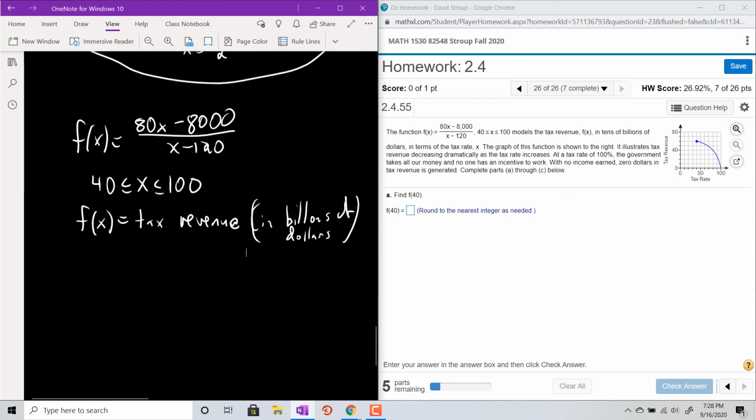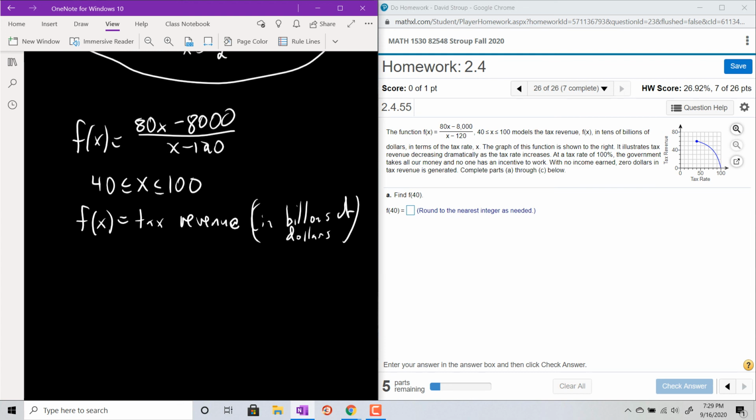Let's see, the graph of the function shows to the right. It illustrates tax revenue decreasing dramatically as the tax rate increases. At a tax rate of 100%, the government takes all of our money and no one has an incentive to work. With no income earned, $0 in tax revenue is generated. Complete parts A through C below.